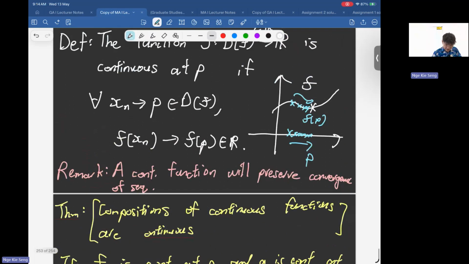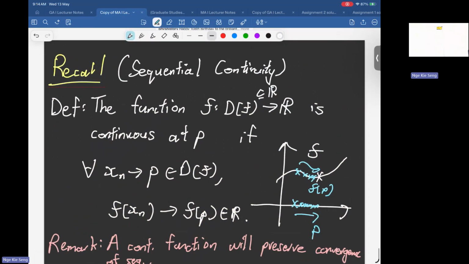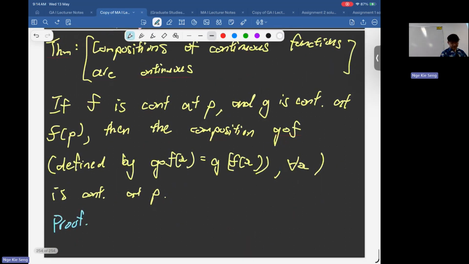Okay, so let's come back here. So if you want to show for all, what do you need to show? You need to pick any sequence. Okay, so what do you want to show here? Your goal is very important. I want to show that.